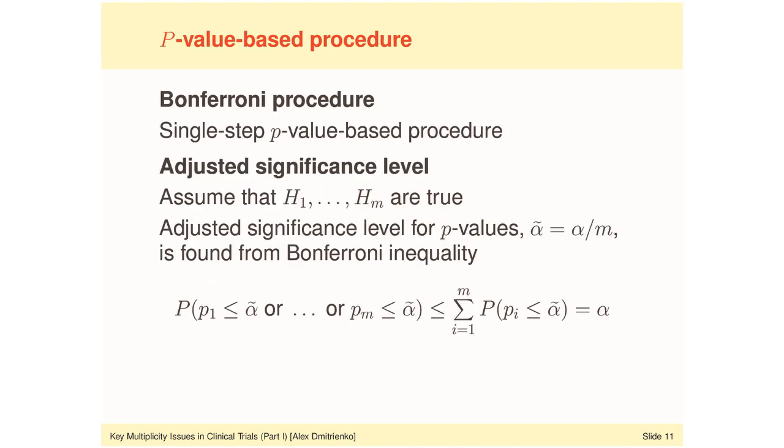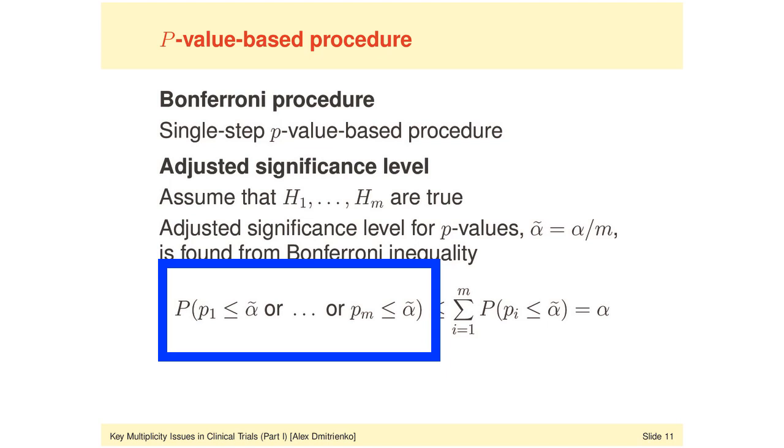With this notation in place, let us revisit the Bonferroni procedure, which is the single-step non-parametric procedure. When I say single step, I mean that all p-values are compared to the same significance level or the same threshold. This threshold, the significance level, is chosen to guarantee that the family-wise error rate is no more than alpha. So if we assume that all null hypotheses are simultaneously true, then the family-wise error rate is given by this probability. It's the probability that at least one p-value is less than or equal to the adjusted significance level, and this common significance level is denoted by alpha tilde.